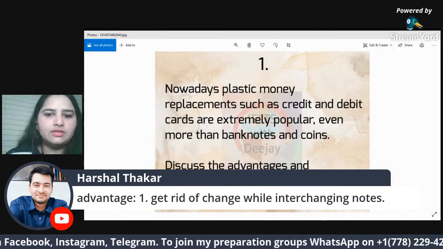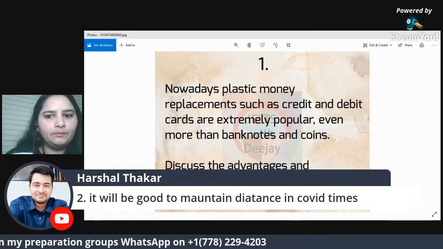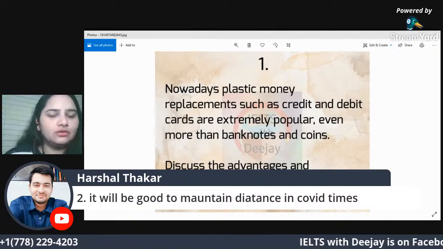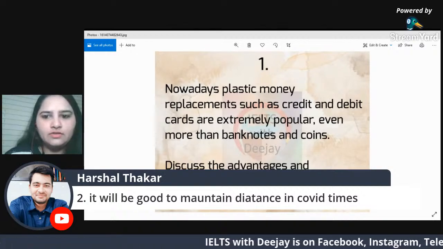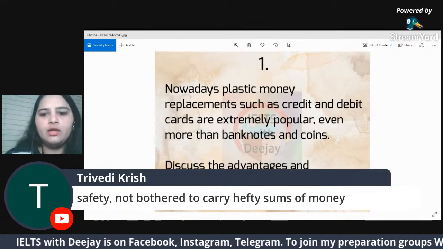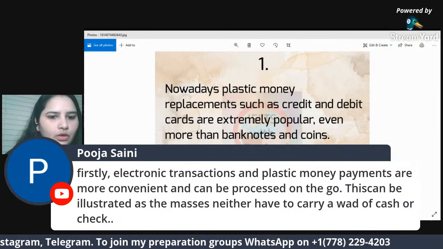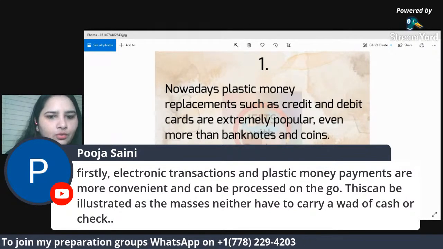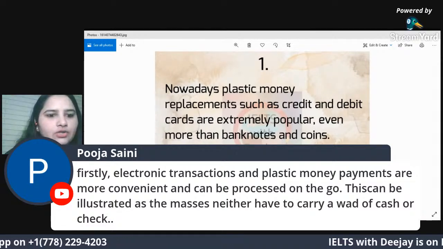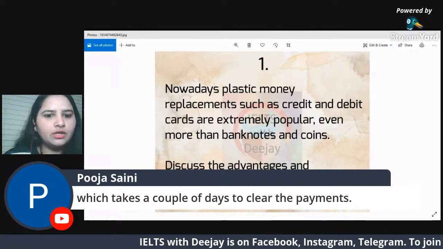It will be good to maintain distance in COVID times. Okay. Try to change the second one because we have to take it on a general basis. Safety, not bothered to carry hefty sums of money. Very good. Maintain. Okay. Firstly, electronic transactions and plastic money payments are more convenient and can be processed on the go. This can be illustrated as the masses neither have to carry a wad of cash or check, which takes a couple of days to clear the payment.